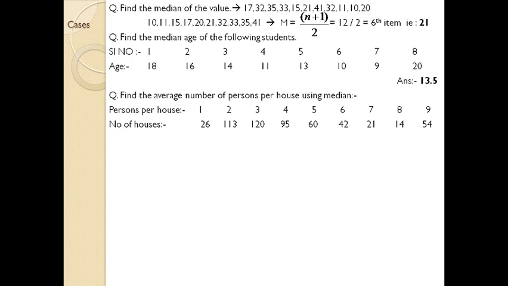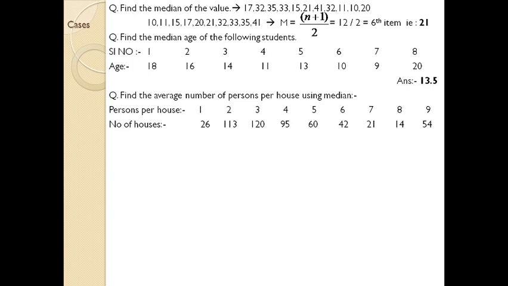Please be very careful while dealing with individual series as well as discrete series, because in the examinations the university will try to deceive your idea regarding the computation part. So you have to be very cautious. And regarding this one, whether it is an individual series or a continuous series, you have to think that in the question it is said average number of persons per house using the median.